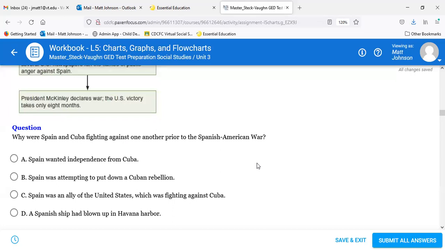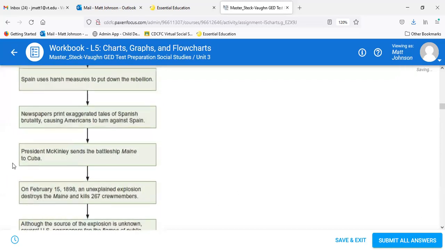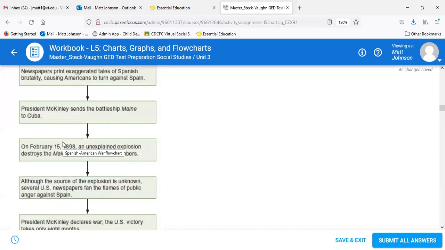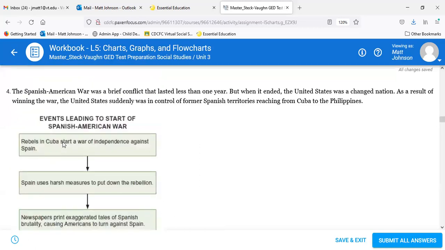A Spanish ship has blown up in Havana Harbor. Spain and Cuba fighting again. I think B, Spain was attempting to put down the Cuban rebellion. Yeah, B as in boy. Right, that's right there towards the top, there was a rebellion, and Spain tries to put down the rebellion. Yep, so number 3 is B as in boy.